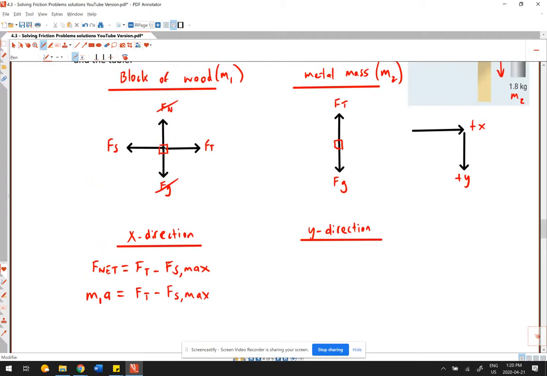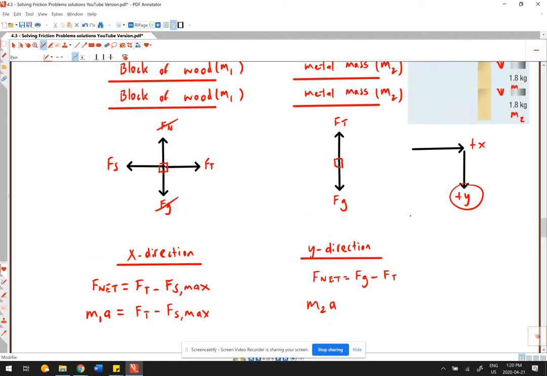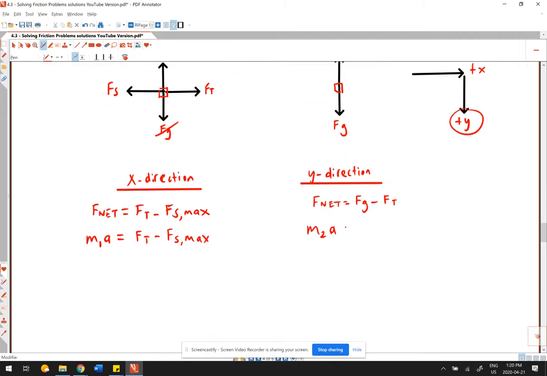For our metal mass, we're going to do our F net formula. So it's going to be F net. And since we've defined our positive Y as downwards, it's going to be Fg, which is going to be positive, minus our tension force, which is in the opposite direction. So we're going to be subtracting that. Now, net force is equal to mass times acceleration. We're going to be specific. We're going to say mass 2. That's how we've defined it. Times acceleration equals Fg minus Ft.